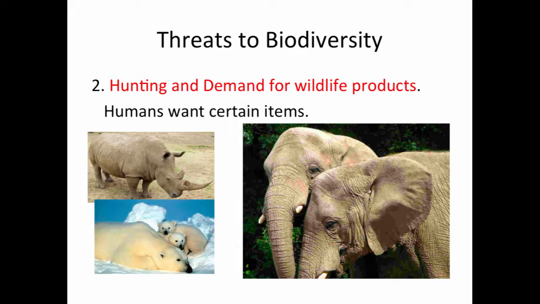Another way that humans are threatening biodiversity is by hunting and creating a demand for wildlife products. The Asian elephant is almost extinct because we're killing them for the high price of their tusks. The same is true for the rhinoceros, and furs for certain animals are in high demand, so those animals are in danger of becoming extinct.